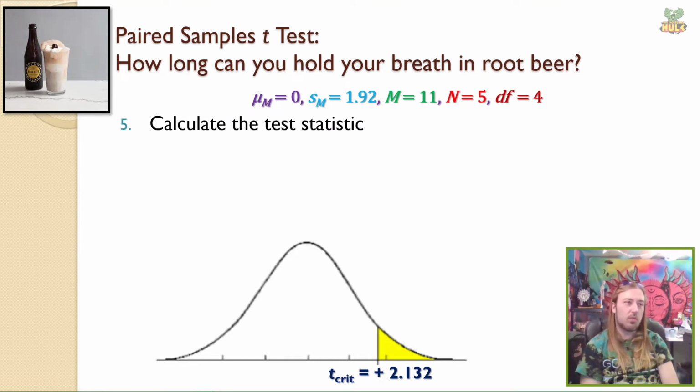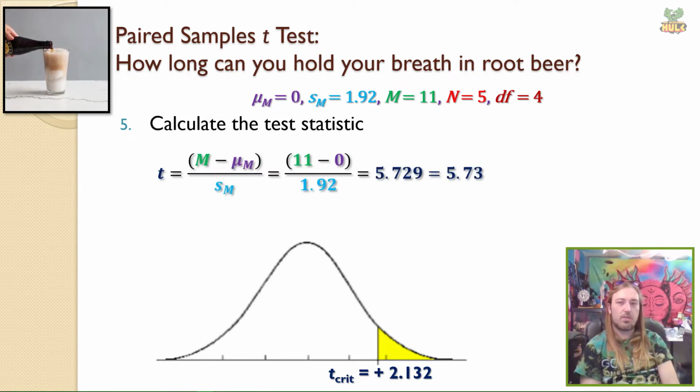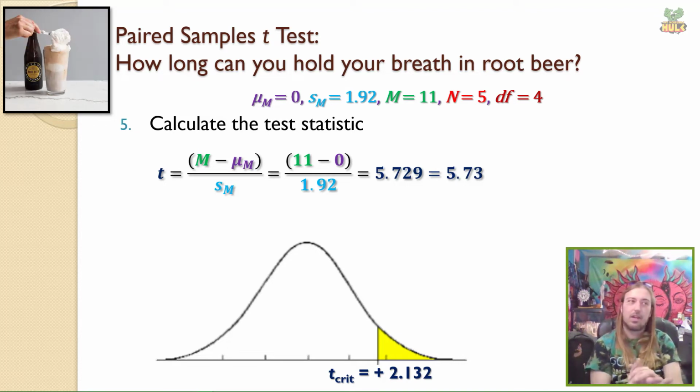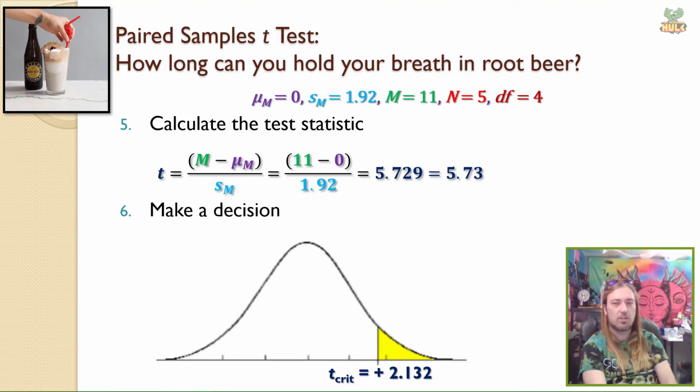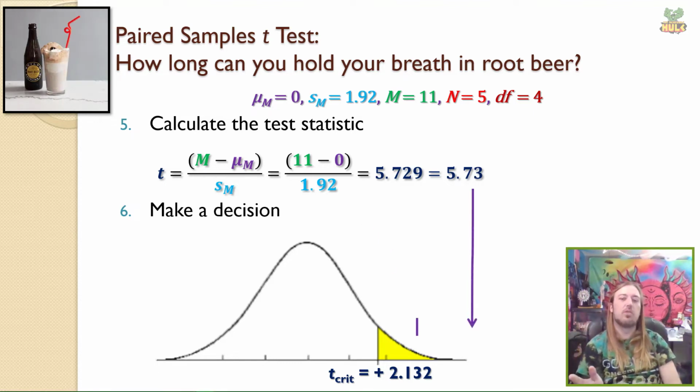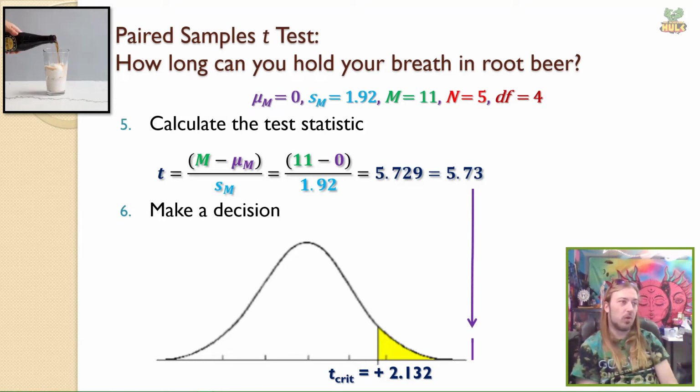So now all we have to do is calculate the test statistic, right? This is the easiest part. We simply have to take the t formula, the sample mean minus the population mean, and divide by the standard error. So we do that. 11 minus 0 divided by 1.92 gives you 5.729, and you round it to 5.73. So where does that lie on this larger distribution with our cutoff? Well, definitely into that shaded region, and considerably beyond our cutoff of 2.132.